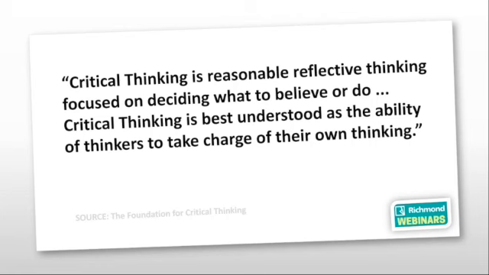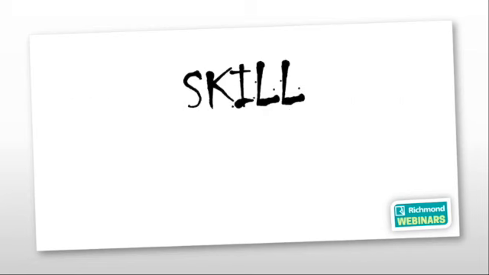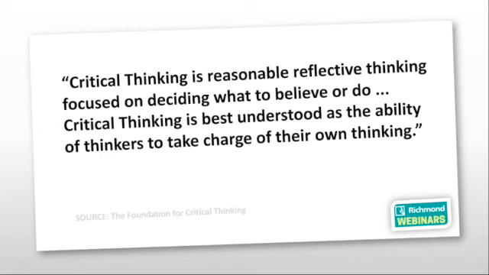Critical thinking is best understood as the ability of thinkers to take charge of their own thinking. And this last part is a line I personally love, because it's what we probably pursue as educators. In the long run, we wish to form autonomous students who become responsible for their own learning and are able to follow a series of processes independently. So if we want to do this, how do we do that? By teaching them how to think.